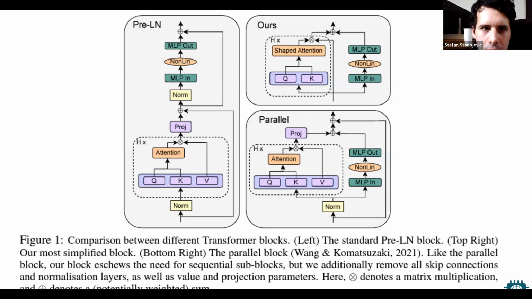You can also see on the left diagram the MLP in and MLP out. So MLP stands for multi-layer perceptron.